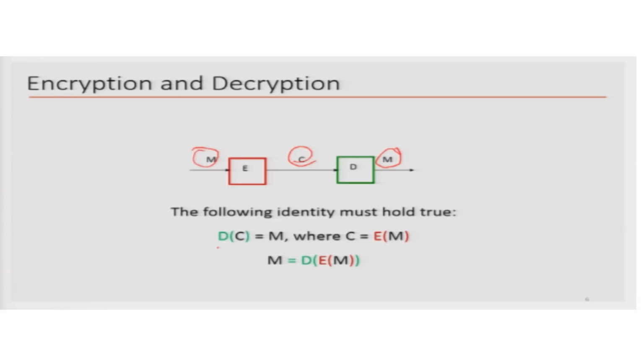If D applied to C is M, and C is E applied to M, then M must be recoverable by a composition of D and E. That means, if you apply E first on the message, you get the ciphertext, and then on the ciphertext if you apply D, then you should get back the plain text. So, that is the idea, that is the property of all encryption systems.